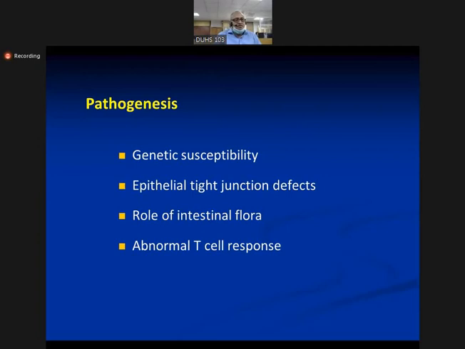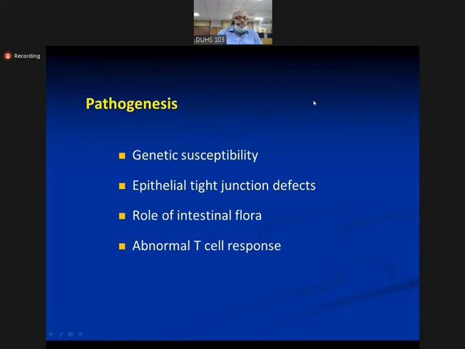Certain theories came forth for the pathogenesis of idiopathic inflammatory bowel diseases. The first and foremost pathogenic mechanism is genetic susceptibility. Genetic susceptibility is basically shown by the fact that there is a 50% concordance rate in monozygotic twins. It means if there are twins which are monozygotic in nature, then in 50% of cases, both are affected. It means that there is some genetic predisposition. In dizygotic twins, the prevalence of idiopathic inflammatory bowel disease is 10% or less. But in monozygotic twins, it's as high as 50%.